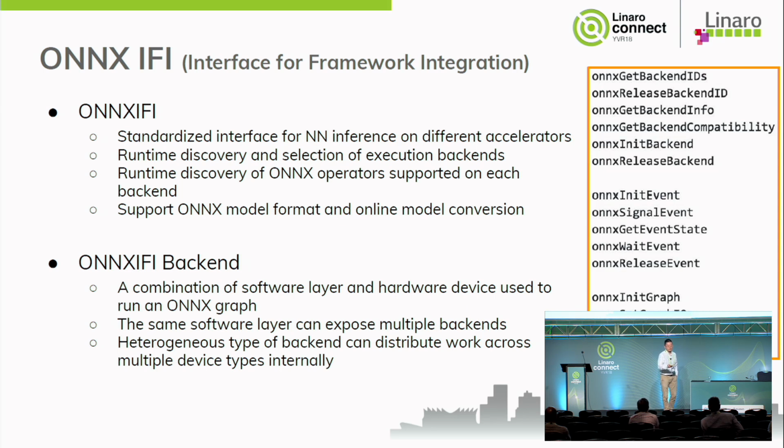So with ONNXIFI, three categories of API are defined. One category is for the backend, right? Get a backend ID, get backend information, to do the initialization, such kind of things. Another category is event. Event is used to do the synchronization. And another category is the graph, right? We need to init the graph, set the graph I/O, and run the graph.